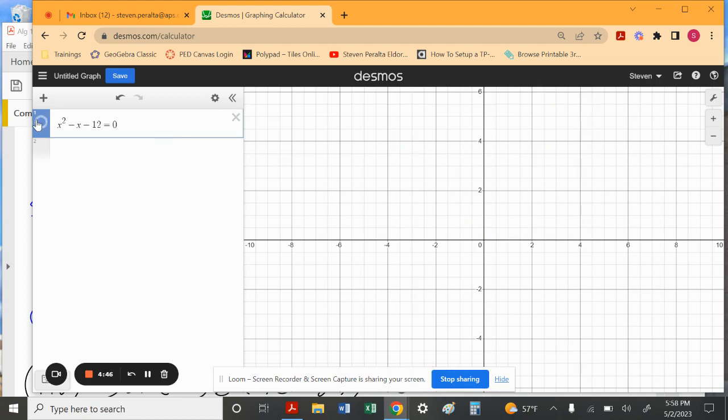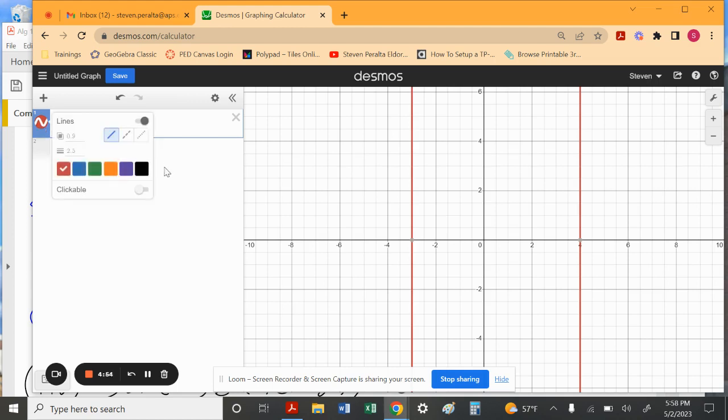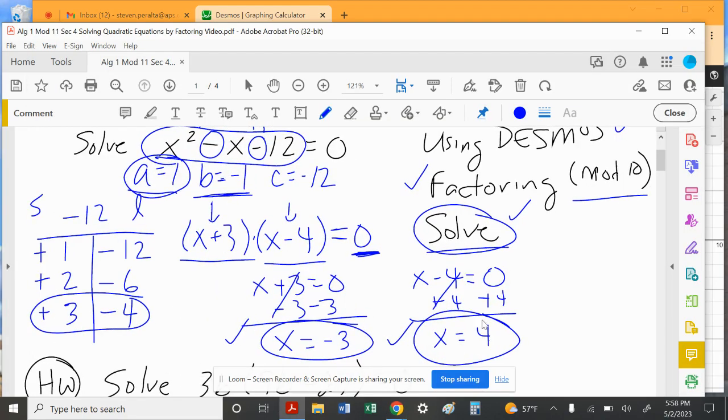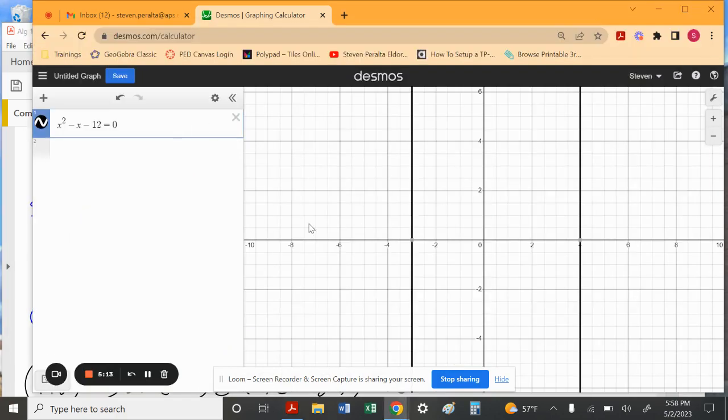I'm going to change the color of the lines just because it's easier. Change it over to black. You will notice that it crosses the x-axis at -3 and it crosses the x-axis at 4. So if we come back over here and look at this, we can see that our answers were x equals -3, x equals 4. So you can see that Desmos will give you the answer to that as well.